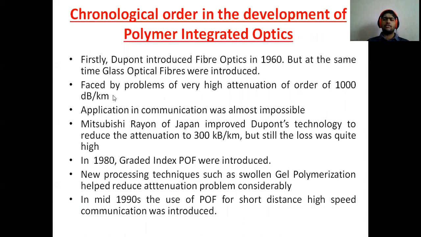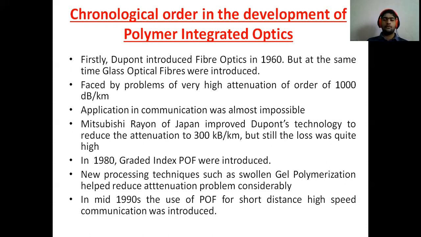Chronological order in the development of polymer integrated optics. Firstly, DuPont introduced polymer optical fiber in 1960. At the same time, glass optical fibers were also introduced. Faced by problems of very high attenuation, on the order of 10,000 decibels per kilometer, application of polymer integrated optics in communication was almost impossible at that time.